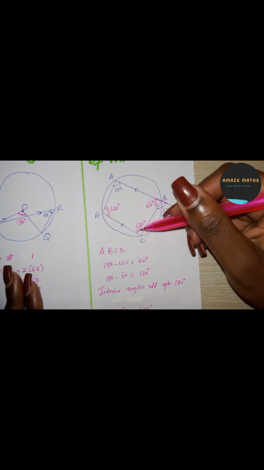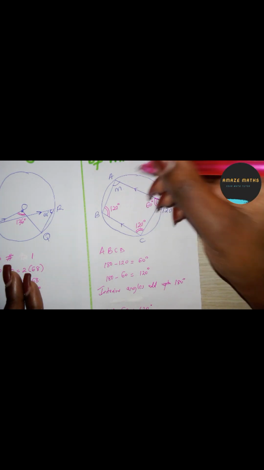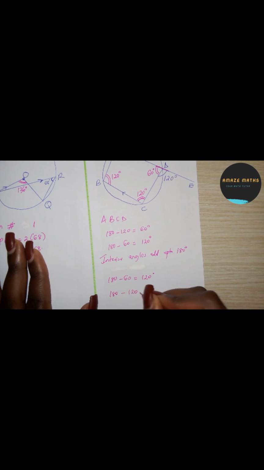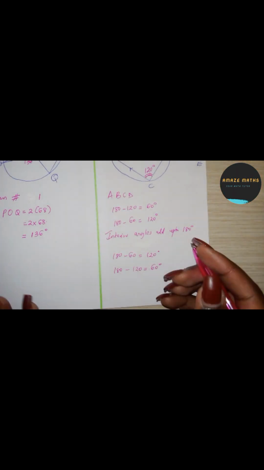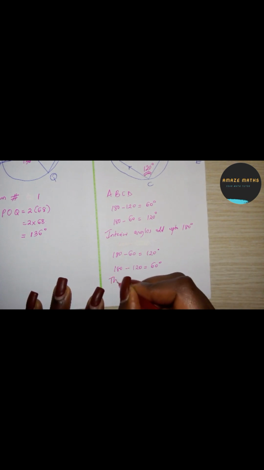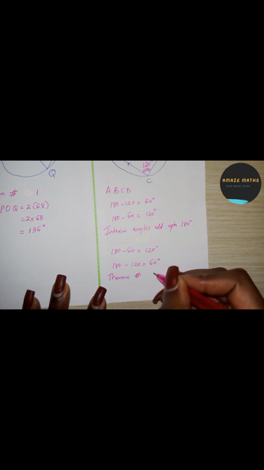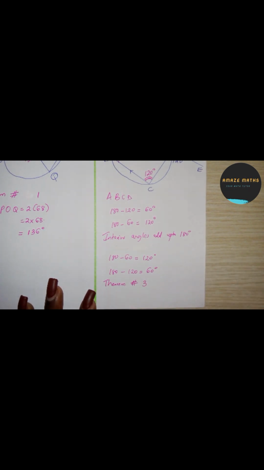So 120, and then these two are opposite each other, so they add up to 180. So to find M now, you do again 180 minus 120, that is 60 degrees. And here we've used theorem number 3 on cyclic quadrilateral.